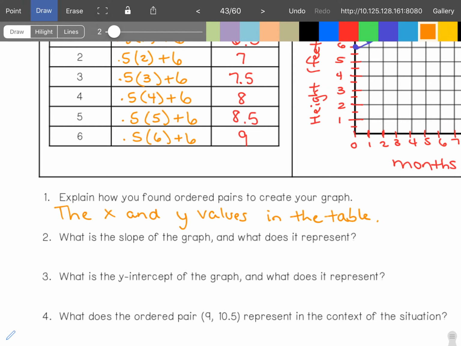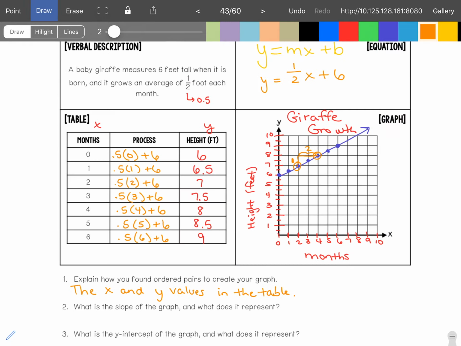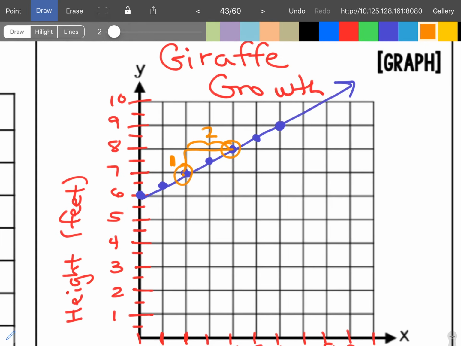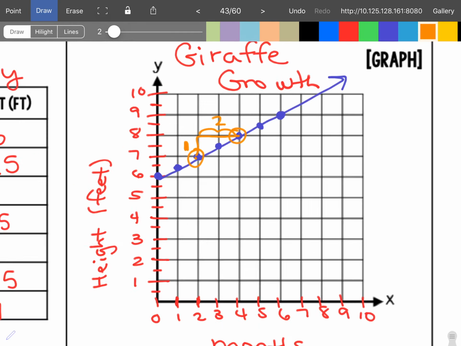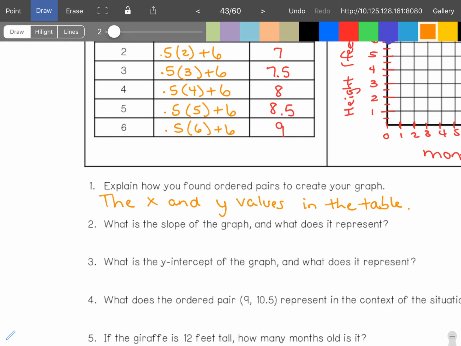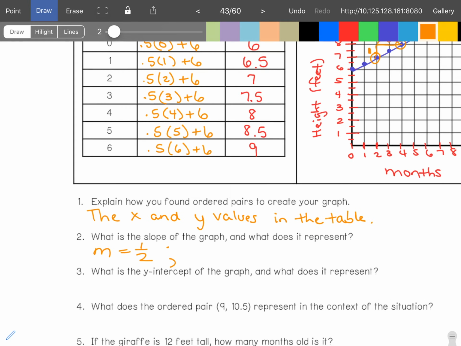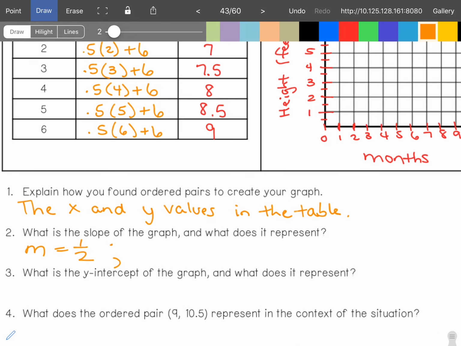Okay, what is the slope of the graph and what does it represent? Well, we looked right here and we found the slope to be 1/2. Okay, so the slope is 1/2, which we know that slope is m now, right? So slope is 1/2. And then what does it represent? The giraffe growth. The giraffe grows.